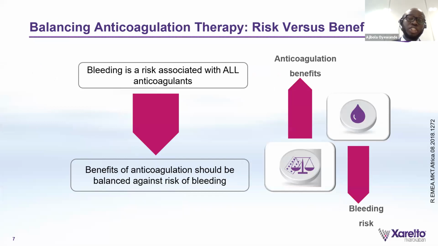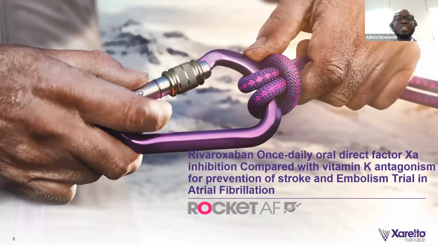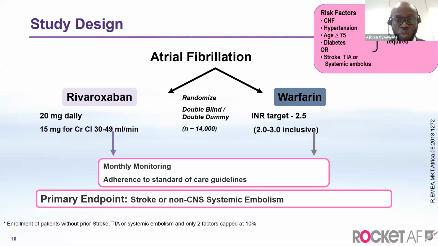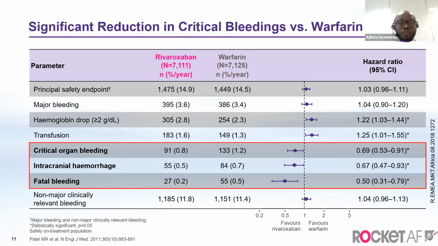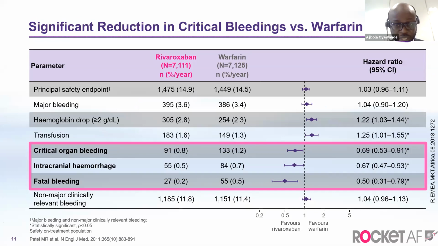Now, separating the apples from the bananas, for us to consider an ideal anticoagulant, we're looking for a medication that offers increased anticoagulation benefits and, of course, decreases the risk of bleeding. And this is what Xarelto will offer your patient. Xarelto is the NOAC with the most robust evidence, from randomized clinical trials to a spectrum of real-world evidence. Dr. Ojji has mentioned the ROCKET AF trial, where we compared rivaroxaban versus warfarin in over 14,000 patients. At the end of the phase 3 trial, Xarelto demonstrated non-inferiority to warfarin, and it reduced the most critical, the most dangerous critical organ bleeding, intracranial hemorrhage, and fatal bleeding.